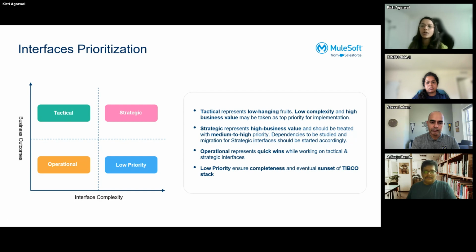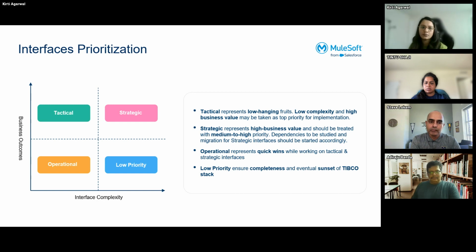would be the strategic ones, which are high business value and high interface complexity. But since strategic ones would be more like medium to high complexity integrations, we suggest that you pick up a few of the operational ones, which are low business value and low interface complexity, so that it keeps your velocity in place. And once you have all of these done, the low priority items, which are highly complex with a low business outcome, go last. These are majorly those services which would just ensure the sunset of TIBCO, and then you can move completely over to MuleSoft.